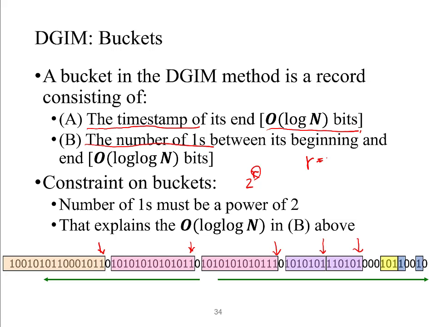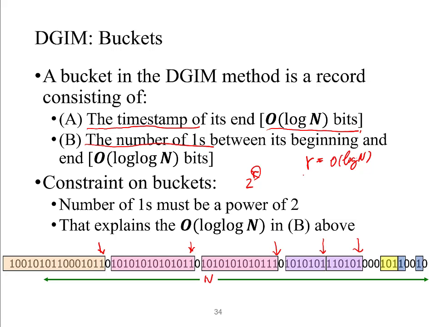And we also know that r is big O of log n, because the maximum number of ones in a block or in a bucket, given the window size n, would be n. So in this window, there will be no more than n ones in this window or in a bucket.